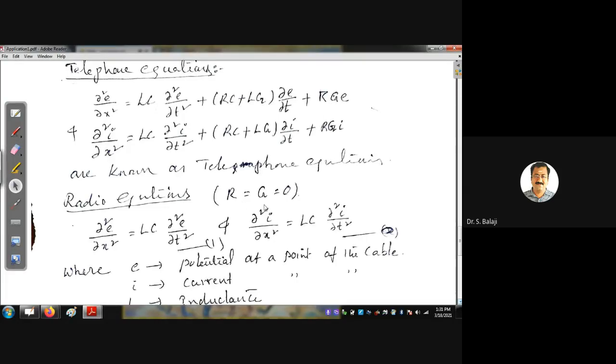Suppose R equals 0 and G equals 0, that is, resistance and leakage to the ground are both 0. Then these equations change correspondingly. Del square rho by del x square equals LC del square rho by del t square. With R and G equal to 0, you get only the first two parts. Similarly, for current, del square I by del x square equals LC del square I by del t square. These equations are called radio equations, particularly when R and G are 0.